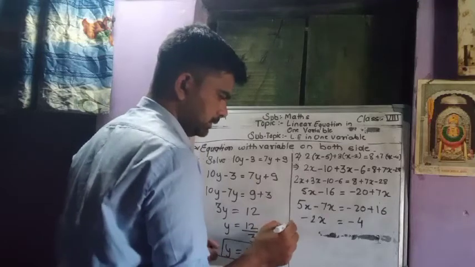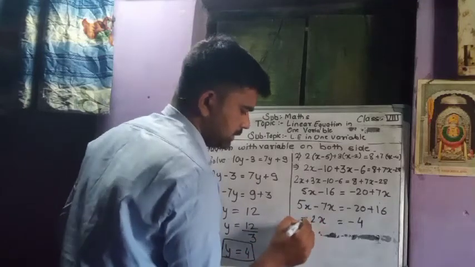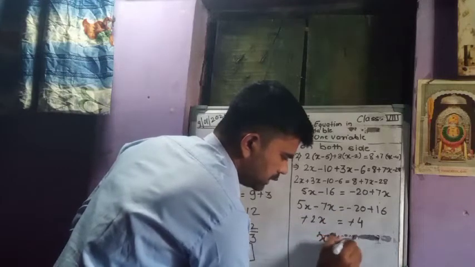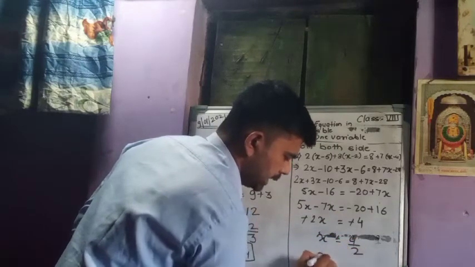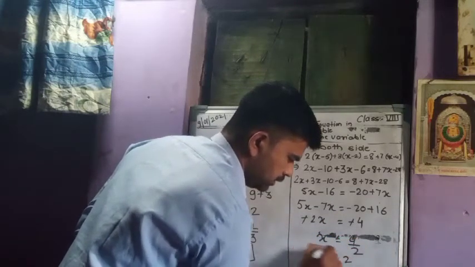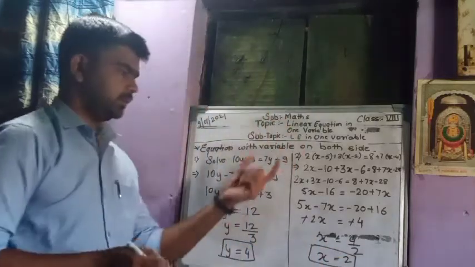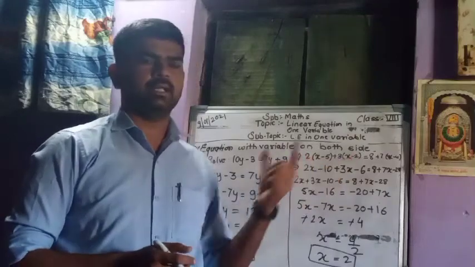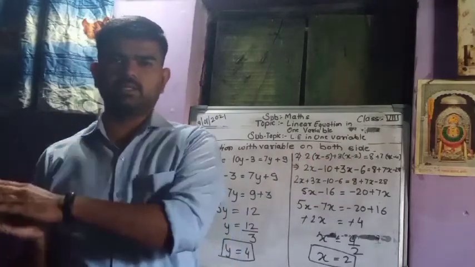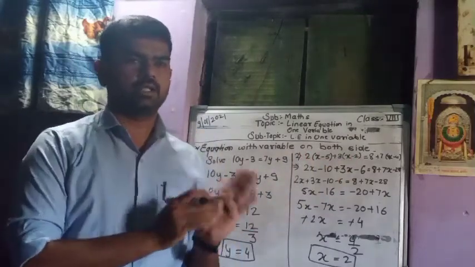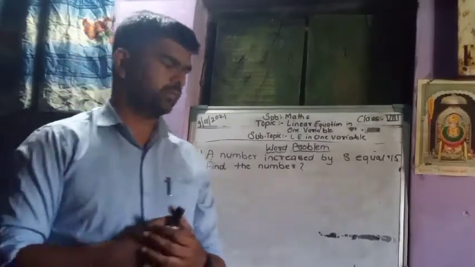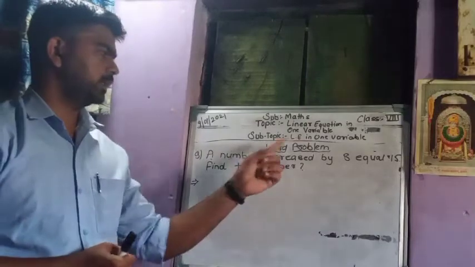Then cut the negative sign on both sides. We'll get x equal to 4 divided by 2. That is x is nothing but 2. So have you understood how we have solved? We have first removed the brackets and then we have taken the constant value one side and the variable value on the other side. So friends, now we are going to solve the word problem.